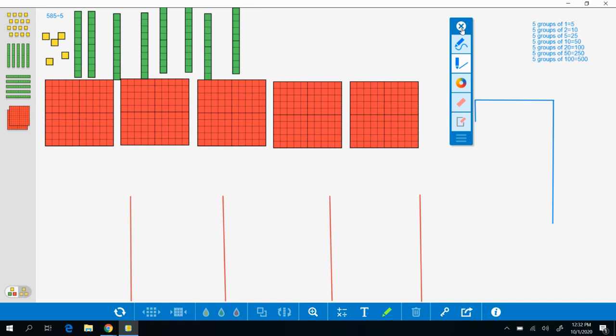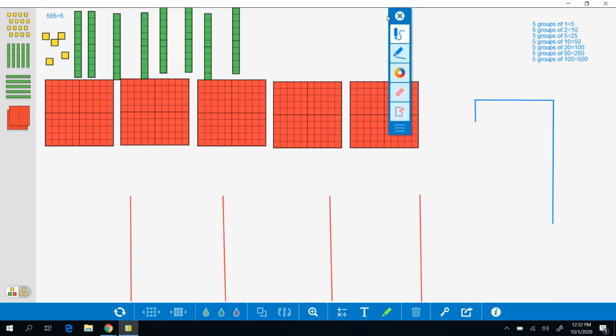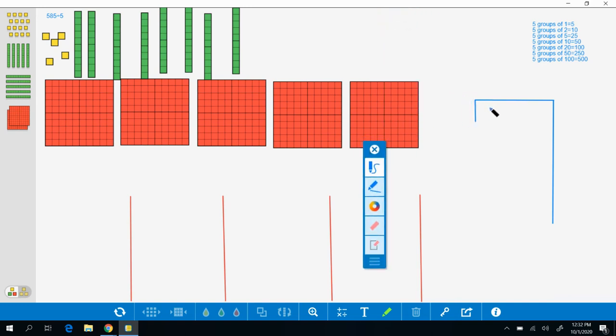All right, so let's go ahead and talk about what we've got here. 585 divided by 5. I want to write that right over here. So in this problem, the dividend, or the number I'm dividing, is 585. I'm going to be dividing that by the divisor 5, which means we're going to be splitting 585 into 5 equal groups. And then our answer will be the quotient. We don't have that yet.